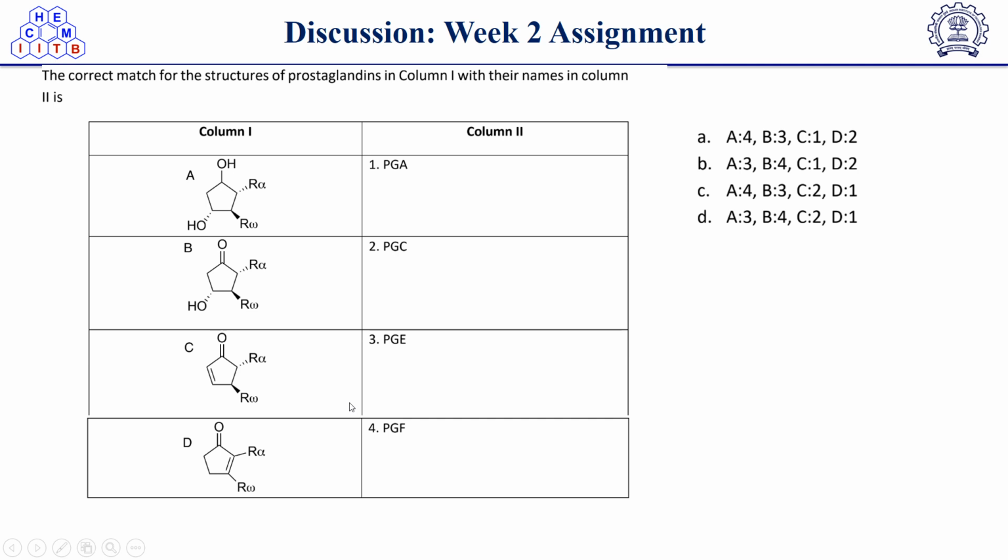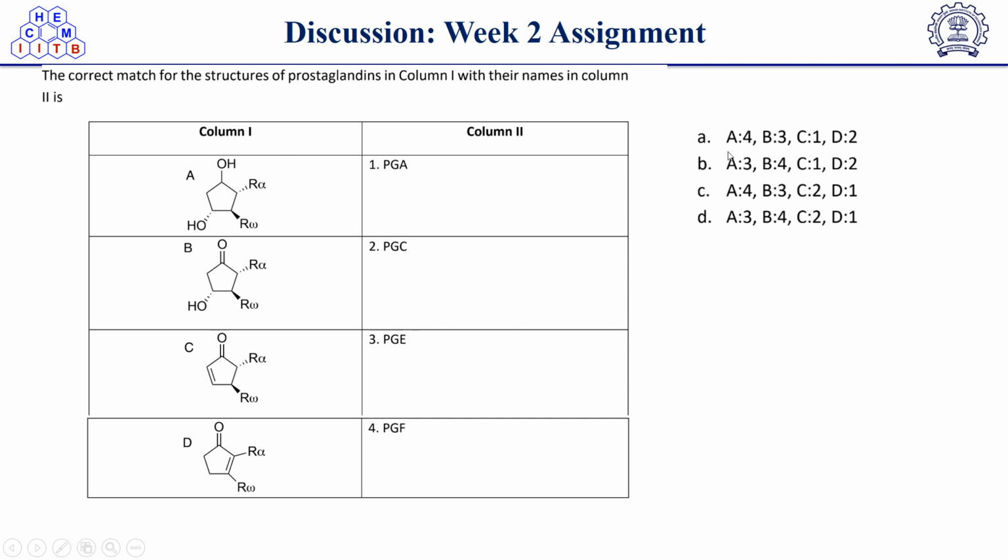Now, in the case of PGD and PGE, there is no double bond, but a ketone and hydroxyl group is there. So there is only one such option. Therefore, PGE will be this option B, because there it has this ketone and hydroxyl group. So PGE and PGD have no double bond but a ketone and beta hydroxyl group. Now moving to PGF, it is having two hydroxy groups in the cyclopentane ring. So option 4 will be matching with option A.